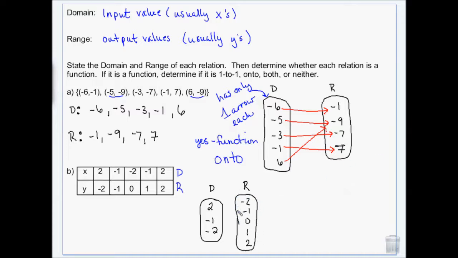Okay. So 2 and -2 go together. -1 and -1. -2 and 0. And then -1 and +1. And then 2 and 2. Okay? So why can't we write the number?